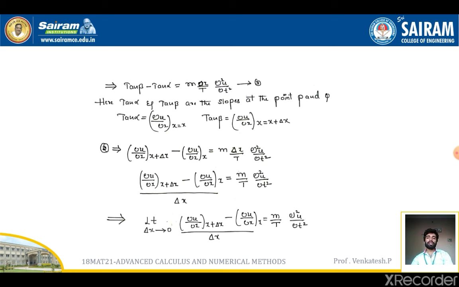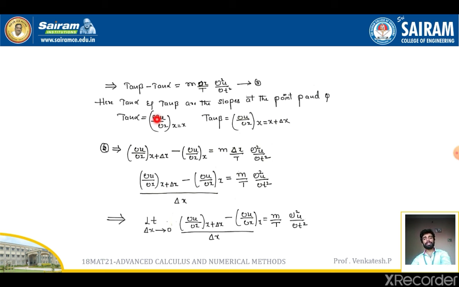Here one thing we can observe is that tan alpha and tan beta are the slopes at the points P and Q. According to the figure, the slope will be there at the points P and Q with the tensions T1 and T2. Since we can observe that for the angles alpha and beta at the points P and Q, tan alpha and tan beta represent slopes at those particular points. So I can replace tan alpha with ∂u/∂x at x is equal to x, because at the point P, the distance between the origin and the point P will be x. I'm taking it at the point x only, and tan beta will be applicable for the point Q. Here the slope will be given by ∂u/∂x at x plus delta x, since the distance from the origin to the point Q will be x plus delta x.